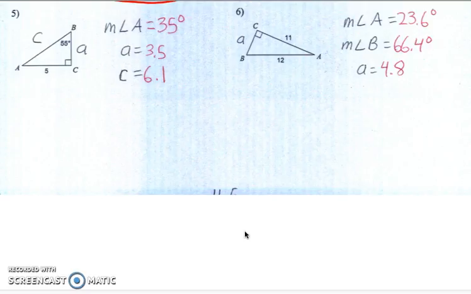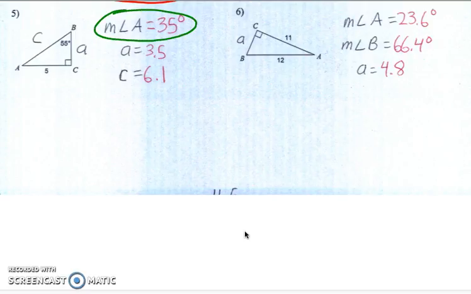For number 5, we can find the measure of angle A very simply because we know that there's 180 degrees in a triangle with angle measures. So 180 minus 90 minus 55 will give us that the measure of angle A is 35 degrees.